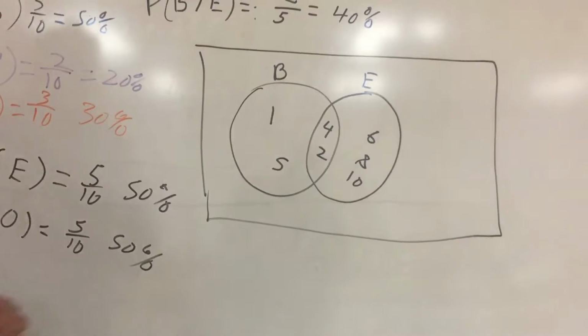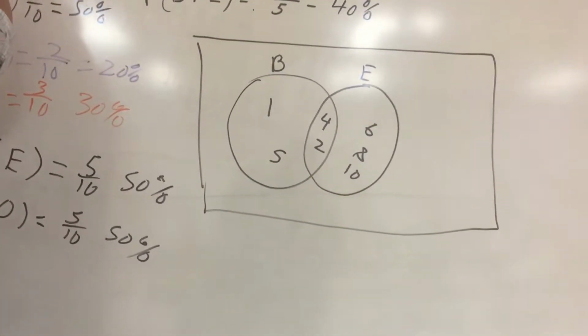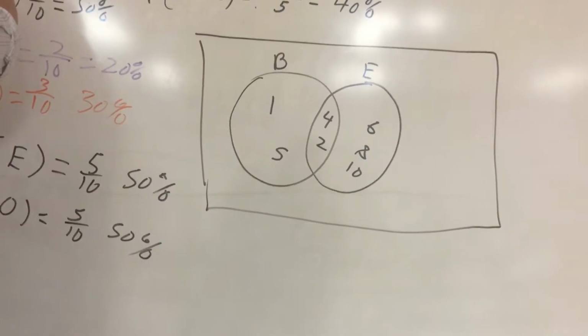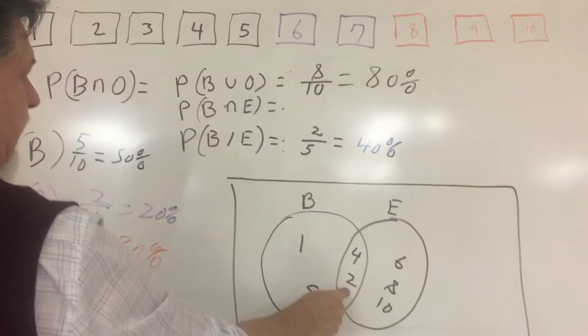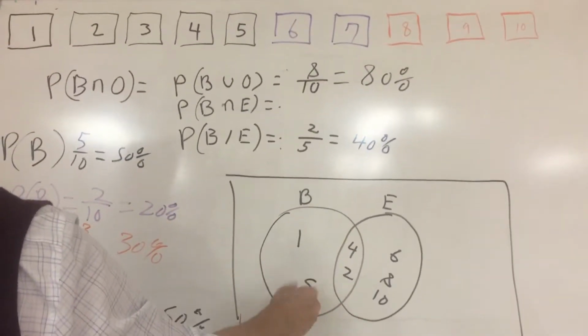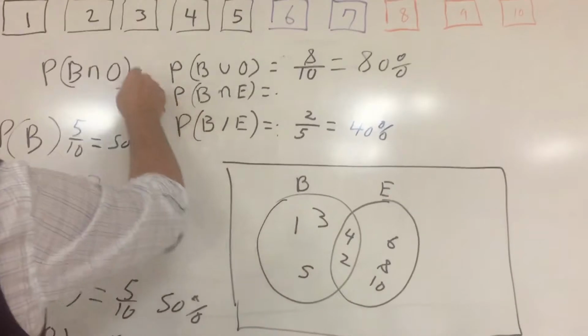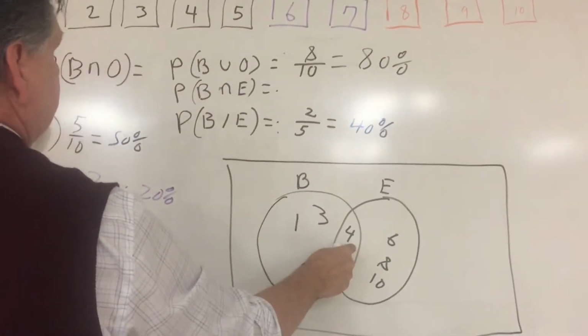So if I'm looking at the blacks, I've got black 1, but it's not even. I got black 2, it is even, so it goes in here. And now I've got 3 is black, it goes over here. I got 4, it's black and even, so it goes in here.